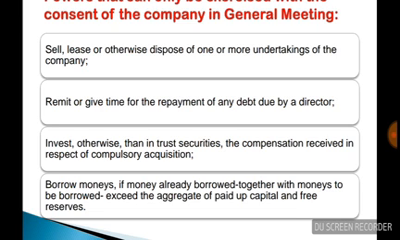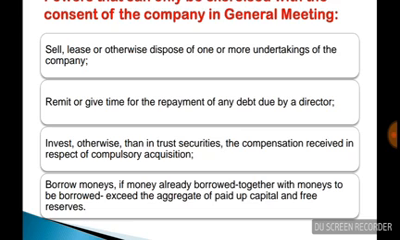Resolution by board meeting, resolution by circulation. What is resolution by circulation? Not all transactions have to be discussed in the board meeting, especially those which cost a lot of money to the company. Small issues, or those which are not focus areas, can be discussed through resolution by circulation.